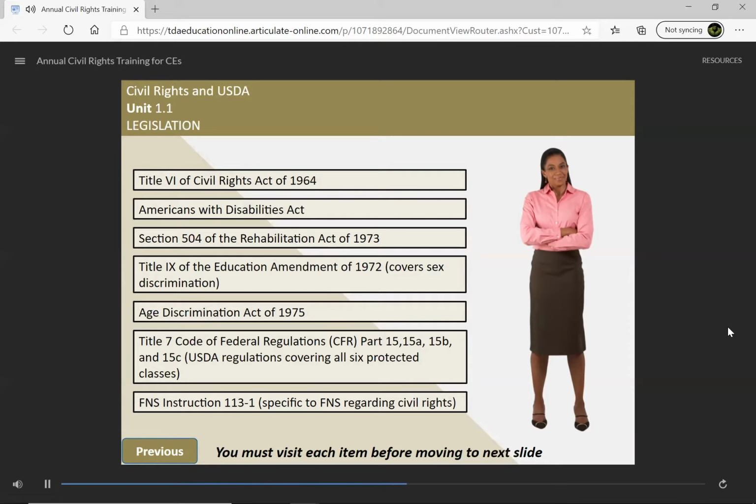USDA implements these civil rights laws in its administration of child nutrition and food distribution programs. These civil rights requirements apply to TDA, its contracting entities, and programs receiving partial or full funding. Click on each legislative act to hear a brief but important description of it. You must visit each legislative act to proceed with this training. Links to all of these authorities are provided in the Resources tab above.